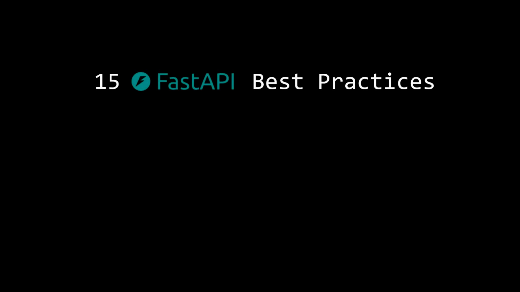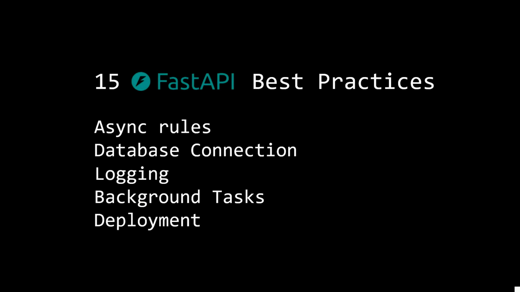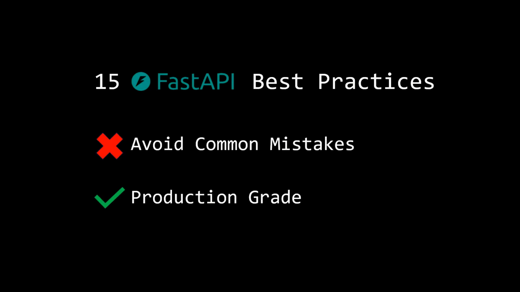In this video, we will look at 15 essential best practices for FastAPI. These are tips every FastAPI developer should know, covering everything from async rules and database connections to logging, background tasks, and even deployments. By following these, you will be able to avoid common mistakes and build applications that are both high performing and truly production ready.